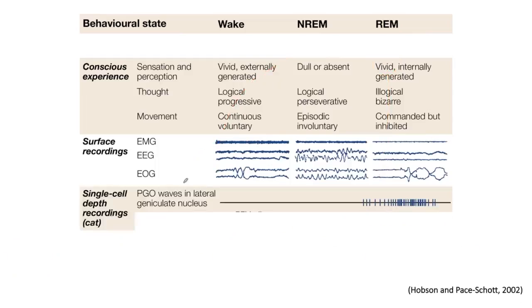And then, as I told you, if we are able to do single cell depth recording, as we can do in cat, not obviously in human beings, we can have PGO waves, which could be recorded in different parts of the system, but this one is being recorded in the lateral geniculate nucleus. As you can see here, we have neuronal activations right before REM and during REM, but not in the other steps. So these PGO waves are unique to REM sleep, and they could be recorded in different levels of this system, even in animals like cat.